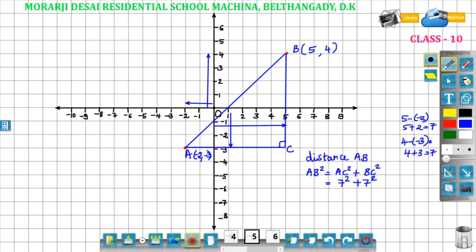So AB square is equal to 7 square plus 7 square. That is 49 plus 49 is equal to 98. So AB is equal to square root of 98 units. In this way, we find the distance between the 2 points.